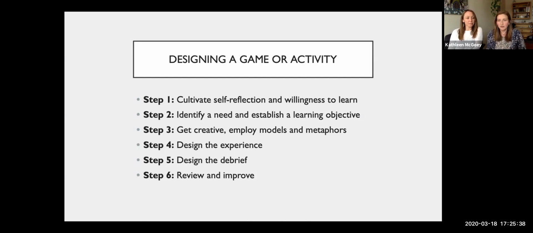These are the steps that we lay out in the book for this design process, to give a general roadmap in undertaking this creative process. The first one is around cultivating that self-reflection, that willingness to learn, which Kathleen has talked quite a bit about already. But in this case, reflecting specifically on your relationship to a topic.